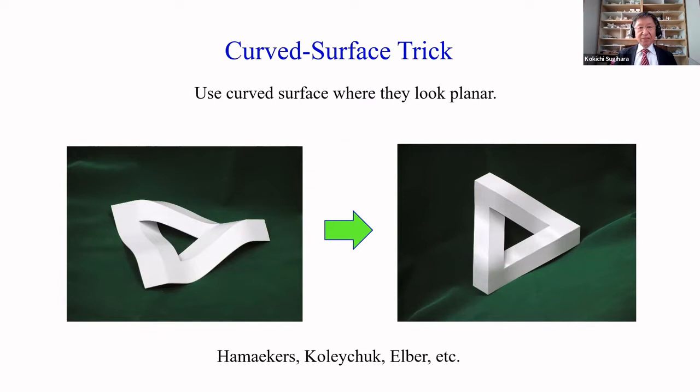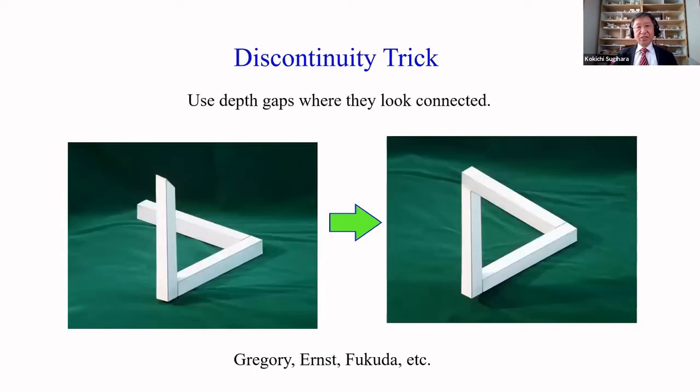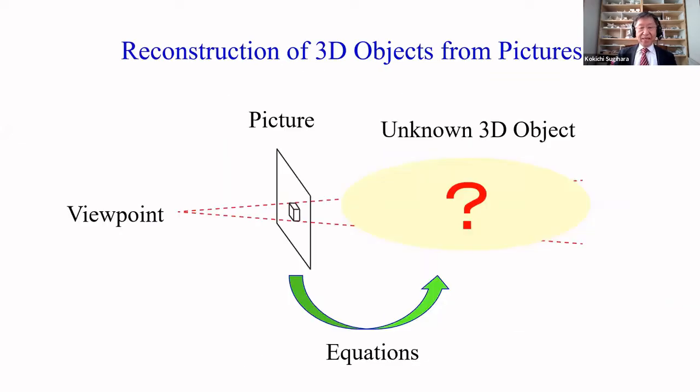The object itself is something funny, but if we fix our viewpoint from the special position, the appearance matches the impossible figure. The second trick is a discontinuity trick, where we use depth gap, and you can construct the Penrose triangle like that. And I myself was studying in computer vision and tried to reconstruct 3D structures from 2D pictures.